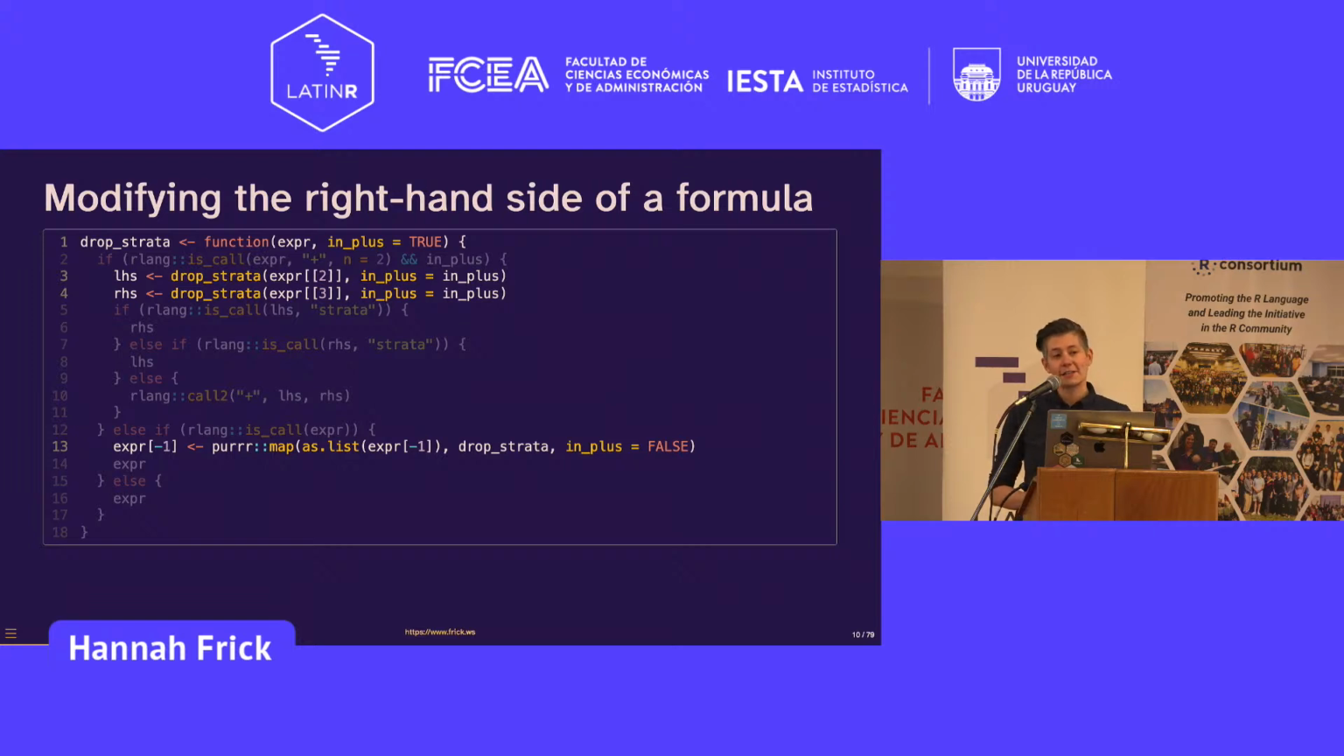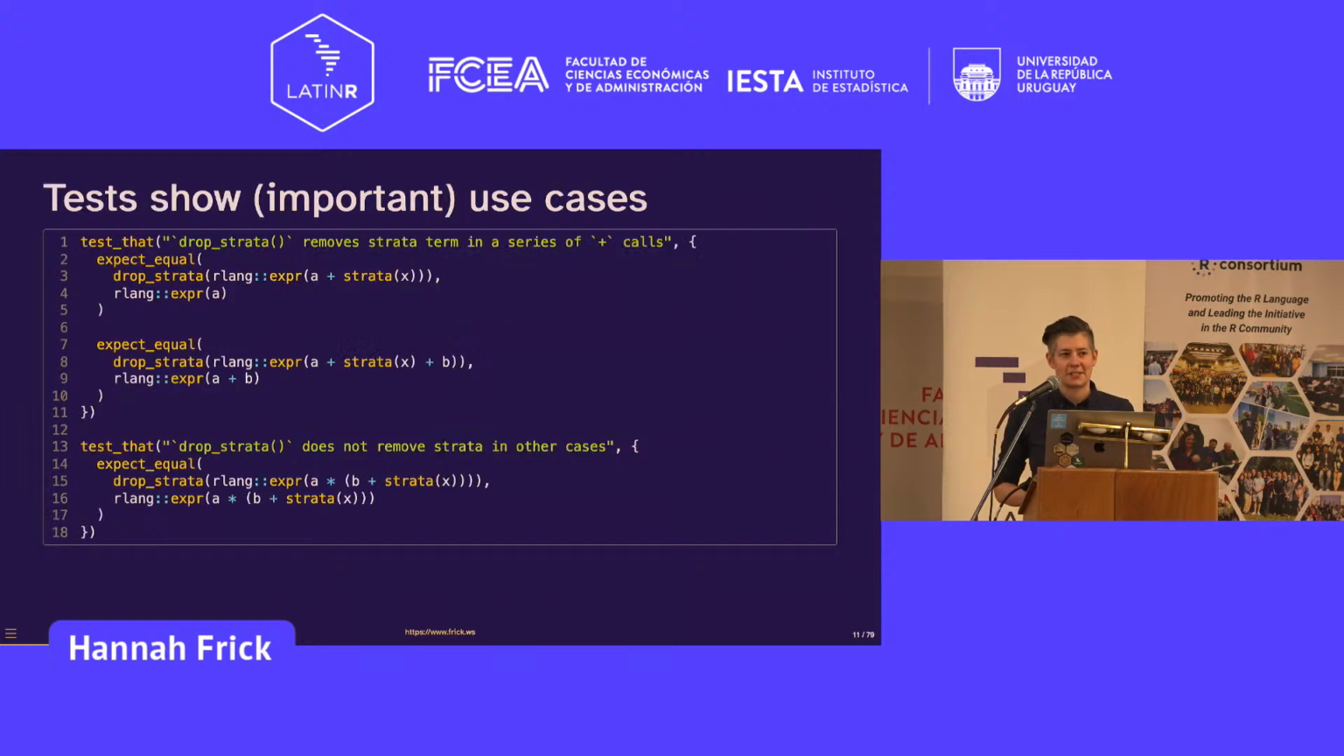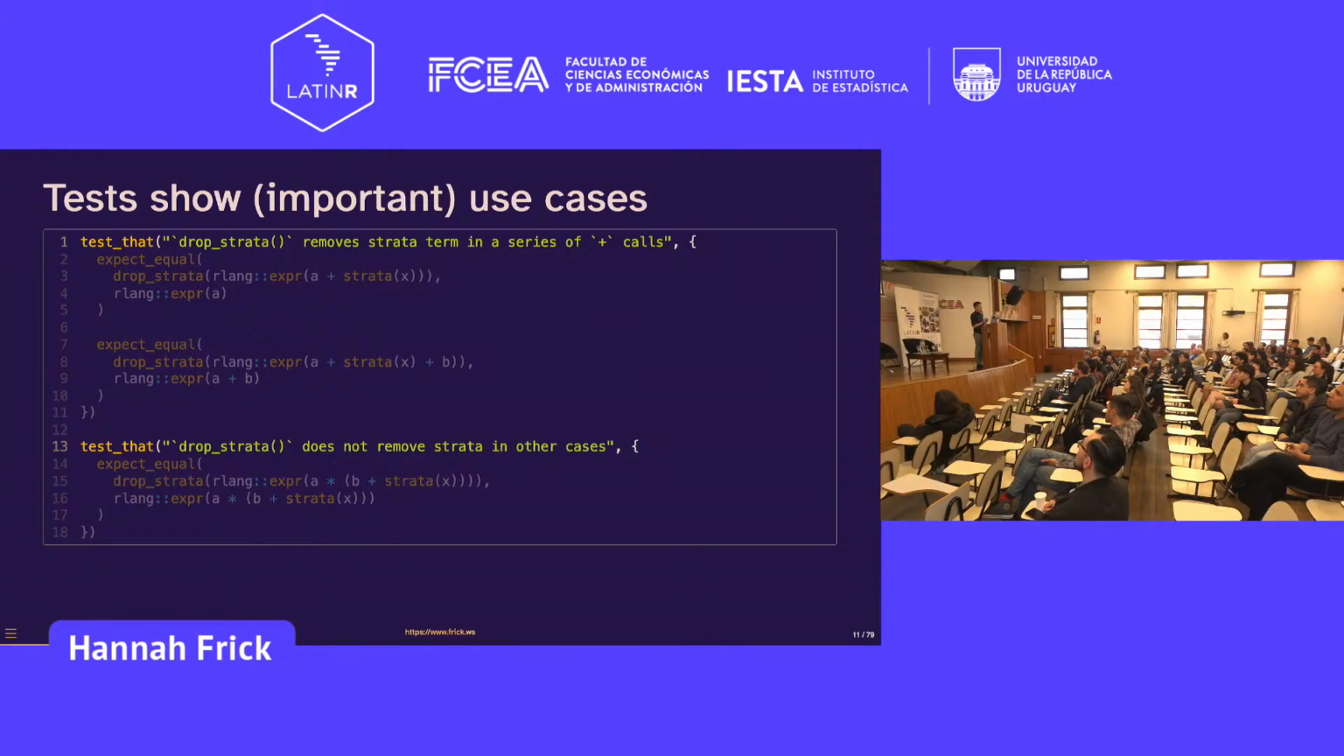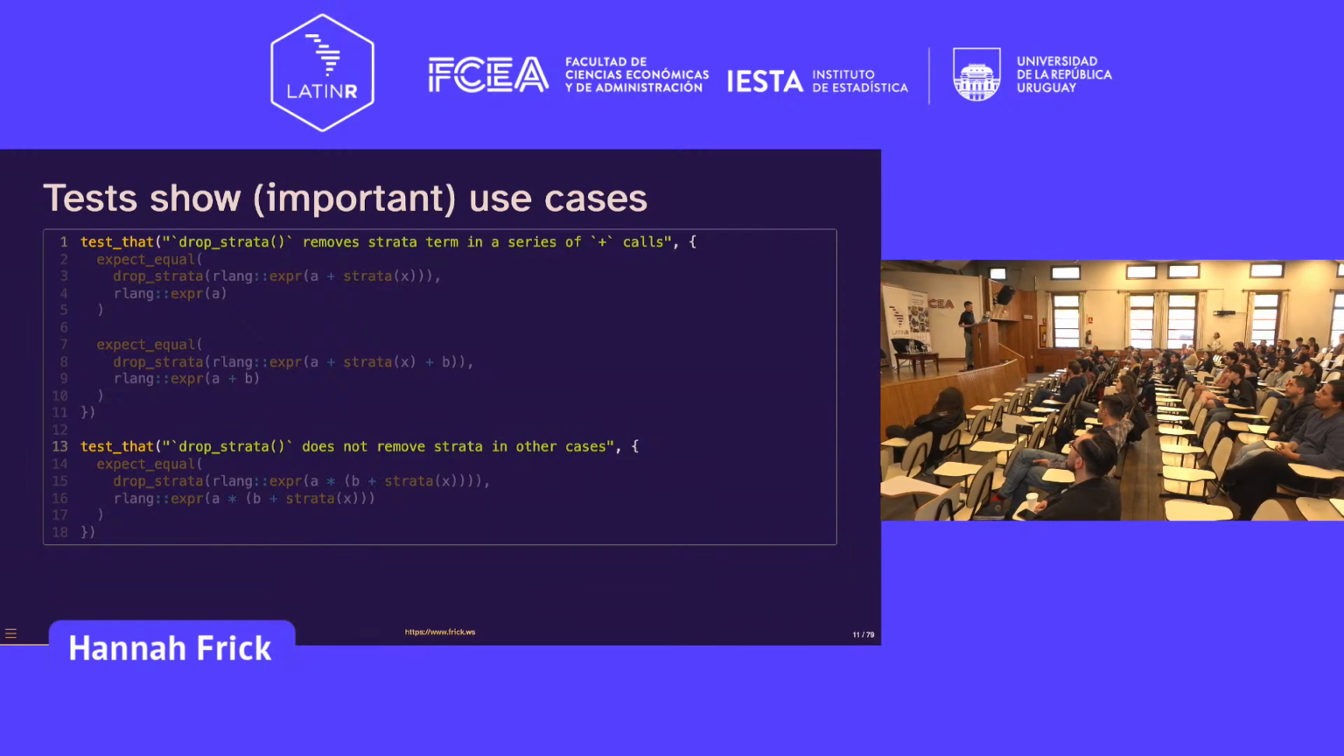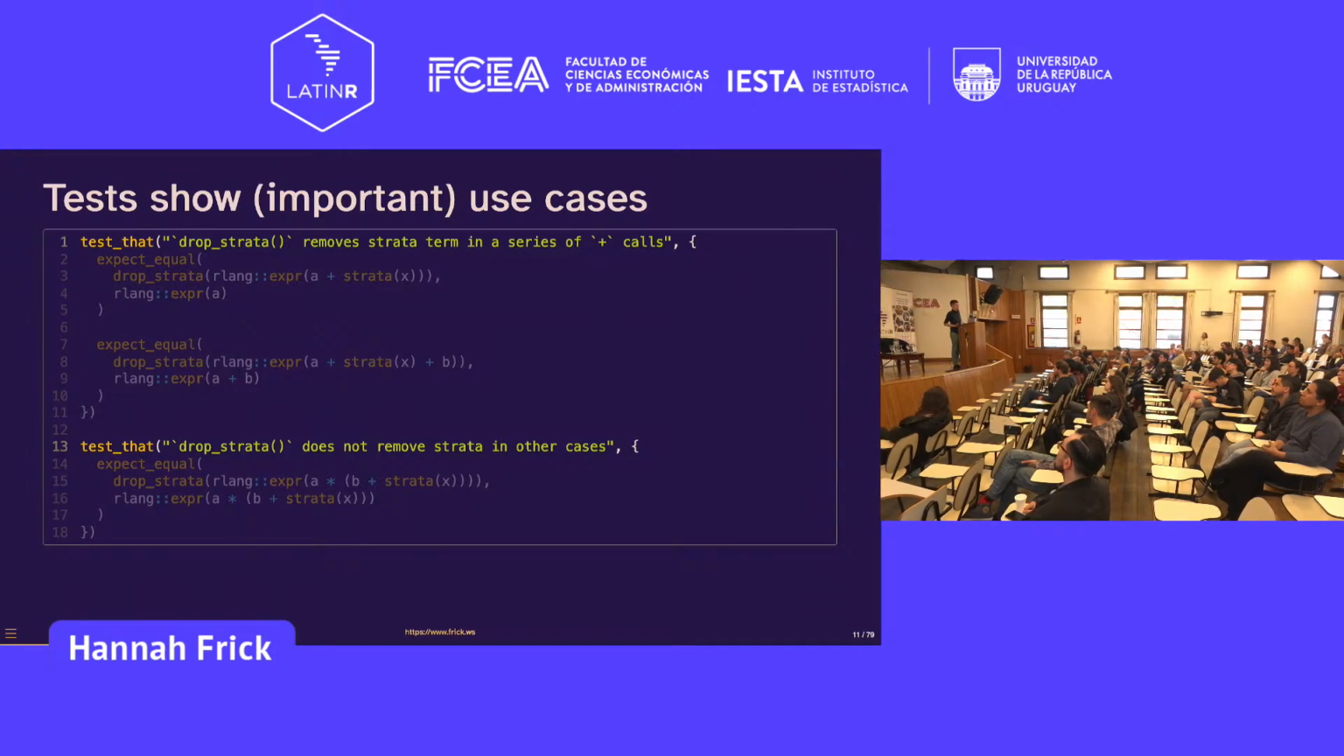So a little bonus tip when you try to read somebody else's code in a package, and there's no examples, it is an internal function, it's not being exported, there's not much to go on. Go open the tests, because if nothing else, you get some examples, and you get a little bit of a glimpse into what the person who wrote this cared about. So here, we get to see that that function should remove a strata term, like in a series of plus calls, and otherwise, don't touch it.